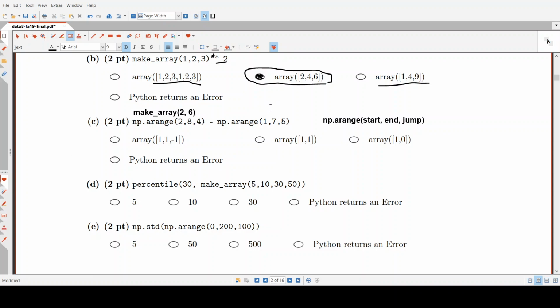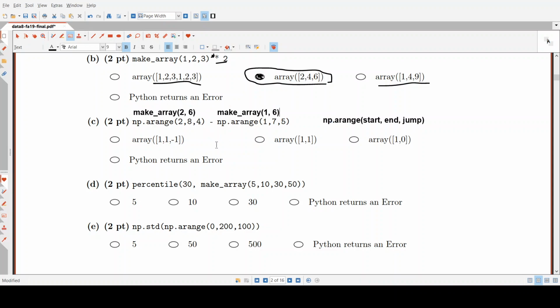Now this one, np.arange of 1, comma, 7, comma, 5. So here, we would start at 1, so it'd be make_array of 1, and then 1 plus 5 is 6, and then 6 plus 5 would be 11, which is greater than 7, so we're done there.